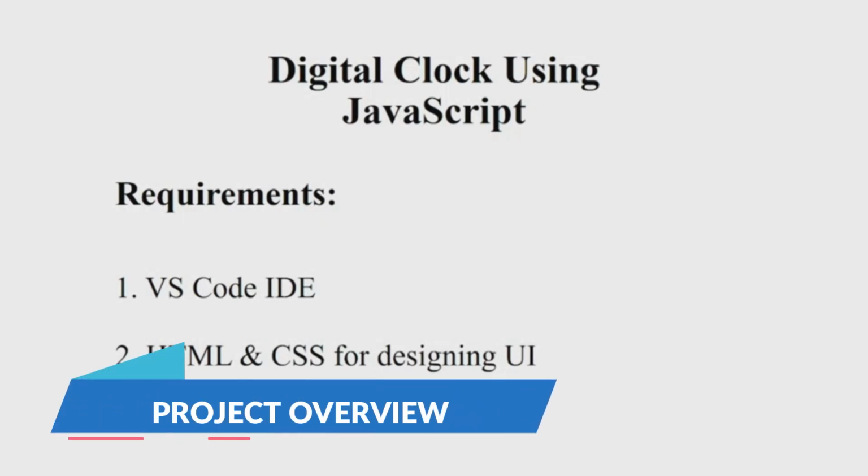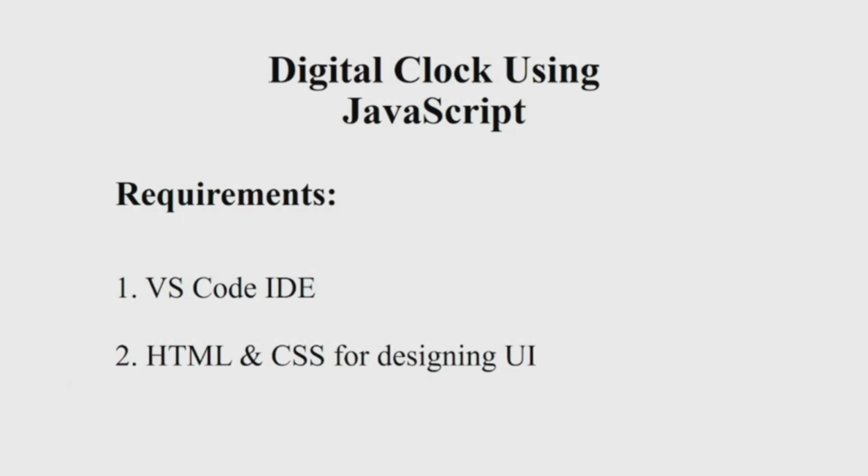Today we are going to make a JavaScript project on digital clock. Let us begin. Let us first see the requirements. You will be requiring a VS Code IDE and some basic knowledge of HTML and CSS for designing the interface. Let us now understand the working of the source code.